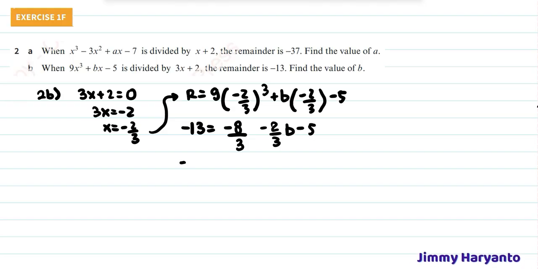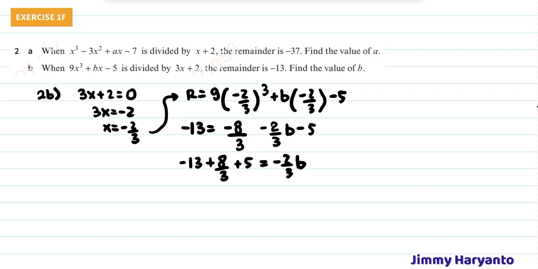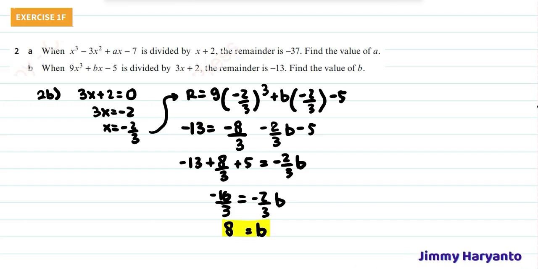And then after this, I will move the 8 over 3 to the left hand side, and also the 5 to the left hand side, and just calculate it using your calculator. Negative 8, negative 24, negative 16 over 3, equals negative 2 over 3b, so b equals 8. So b equals 8.